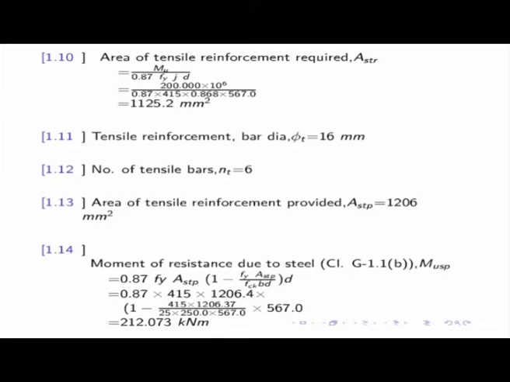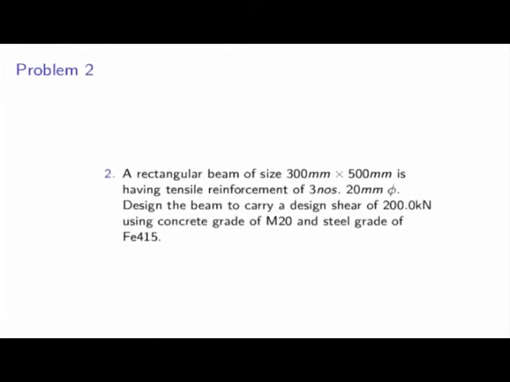So now let us come back to the next problem, because this one we were talking about longitudinal. Now let us come back to problem 2. A rectangular beam of size 300 millimeter into 500 millimeter is having tensile reinforcement of 3 numbers 20 dia. Design the beam to carry a design shear of 200 kilonewton using concrete grade of M20 and steel grade of Fe415. So this is the objective of this particular problem.